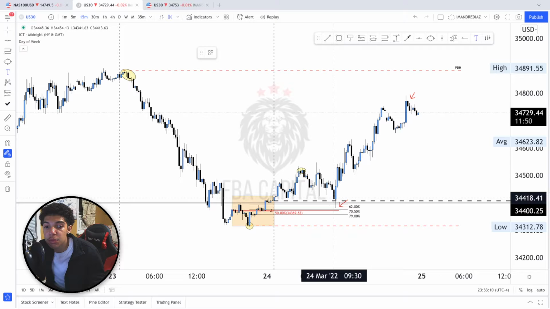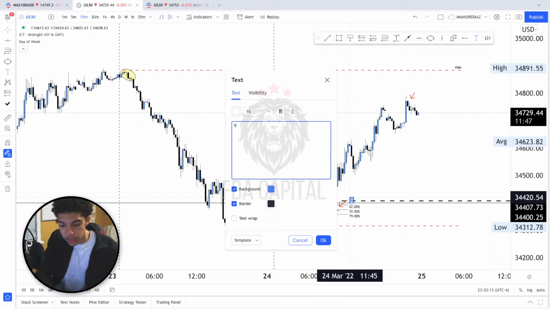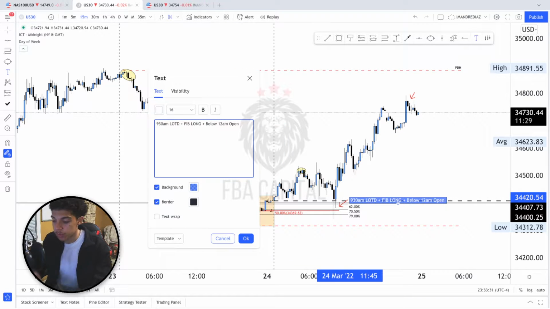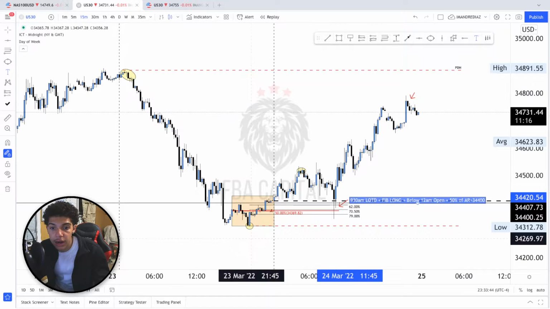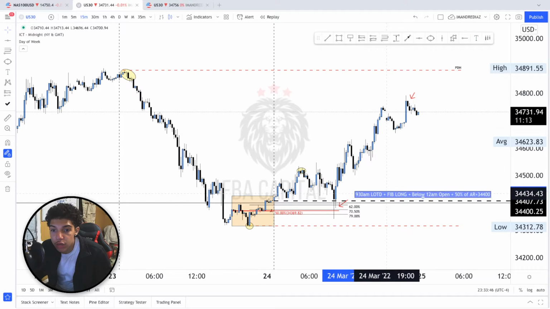Now, what time did this happen? We got this move at 9:30. So at 9:30 a.m., we have the low of the day at the fib long, plus we were below the 12 a.m. open. We are also at the 50% of the Asian range. And what else do we have? We also had the rejection of 34,400 big figure level. So we had a lot of confirmations for this area right here to have this reaction as it did.